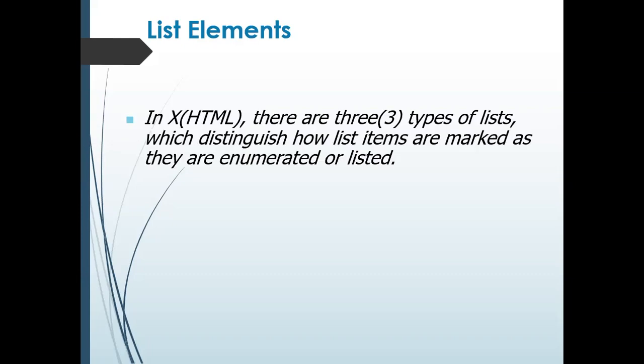So in HTML, there are 3 types of lists that we can use. We use them to mark items or to catalog items.